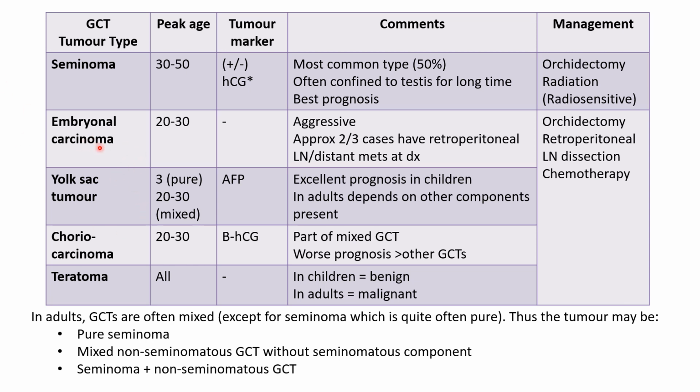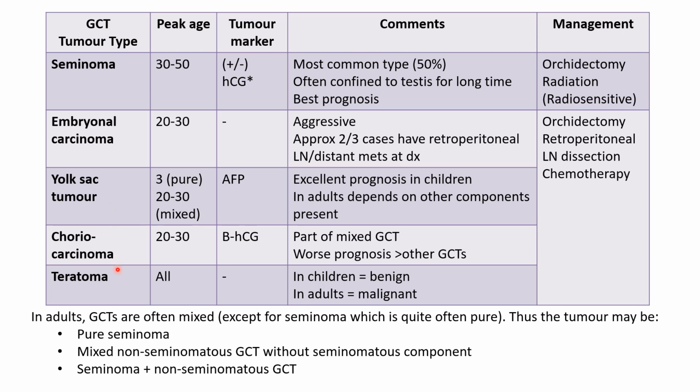But the individual components do have a different prognosis and behavior, if you like. If we look at embryonal, for example, embryonal tends to be quite aggressive. So they can have retroperitoneal lymph nodes or distant metastases even at diagnosis. And moving down here to choriocarcinoma, choriocarcinoma is another type of tumor which is rather aggressive and has the worst prognosis compared to other GCTs.